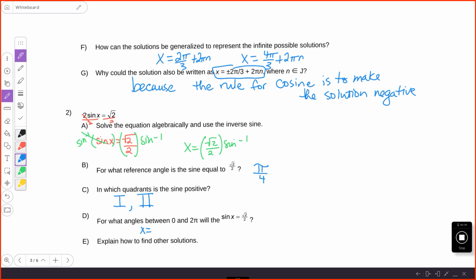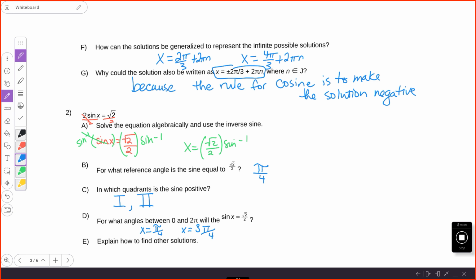The pi over 4 in quadrant 2? So that's 4 pi over 4. So what's this? 3 pi over 4. Okay, well that gives me my first two solutions.